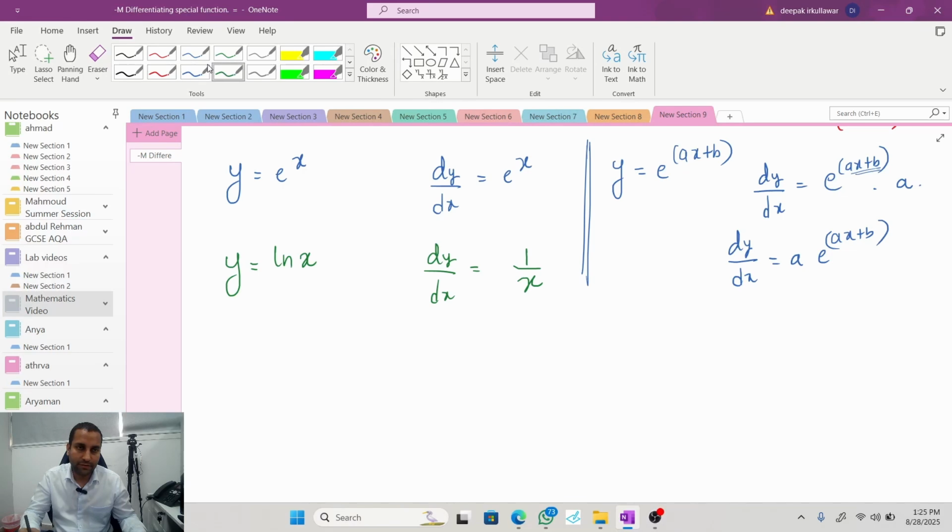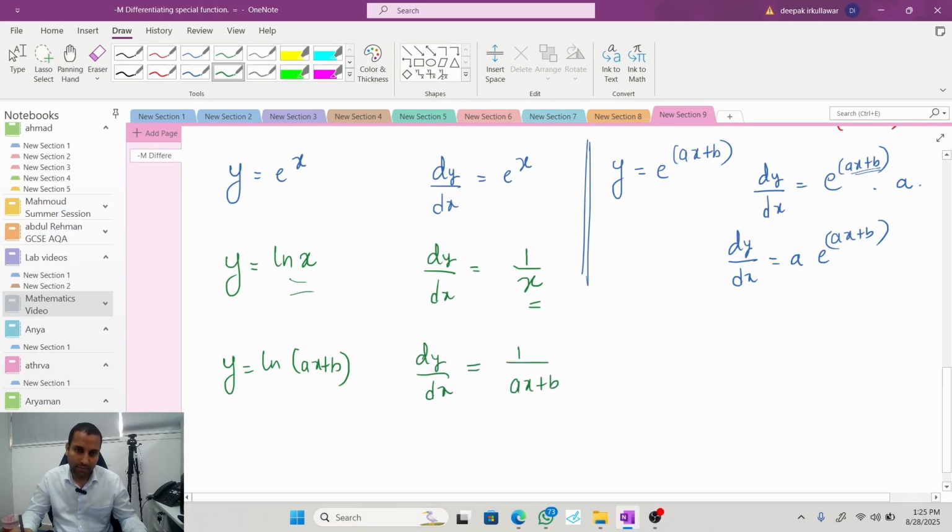Hope you are understanding what I am trying to say. Now suppose you have y equals, in place of ln x, ln(ax plus b). Then how will you differentiate? You differentiate first. What is the differentiation of ln x? It is 1 by x. So you can write this as 1 by (ax plus b). In place of x you have ax plus b. Then you need to differentiate what is inside the bracket. What is inside the bracket? ax plus b. Differentiate that and you will get a. So the final answer is a over (ax plus b).